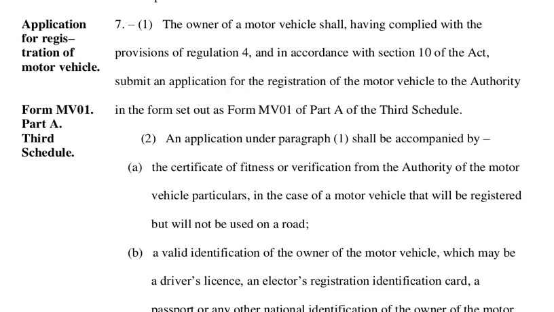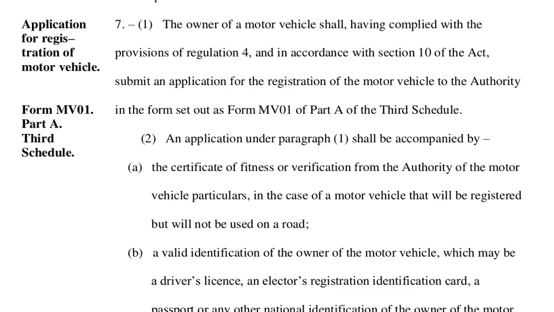Subsection 1. The owner of a motor vehicle shall, having complied with the provisions of Regulation 4, and in accordance with Section 10 of the Act, submit an application for the registration of the motor vehicle to the authority in the form set out as Form MV01 of Part A of the 3rd Schedule. That means you go to the tax office, right, and apply there for registration. You bring your relevant documents and present them.